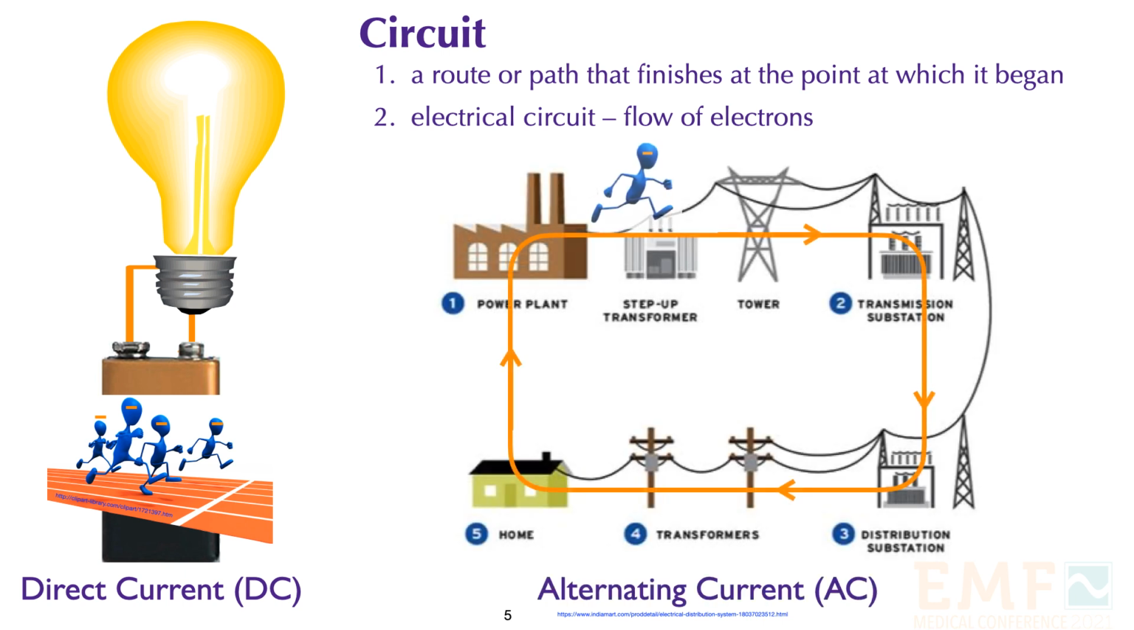With alternating current, we also need to create a circuit. And here we see the familiar generation, transmission, distribution of electricity. A fault in the wire anywhere will lead to power failure.